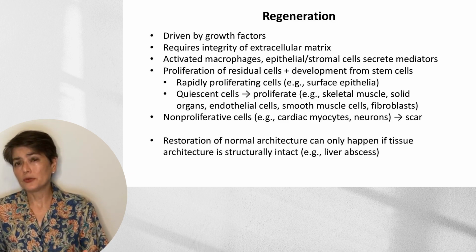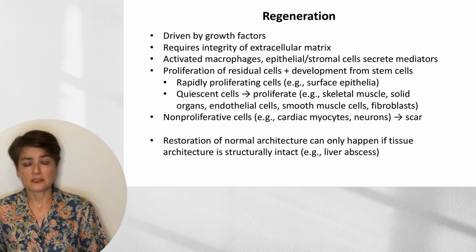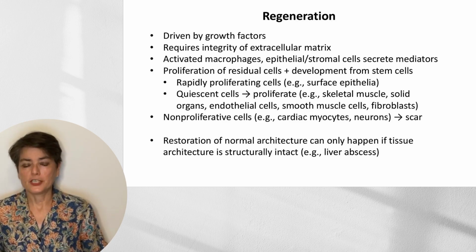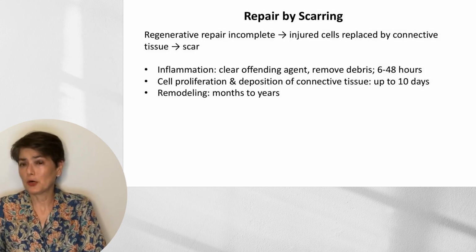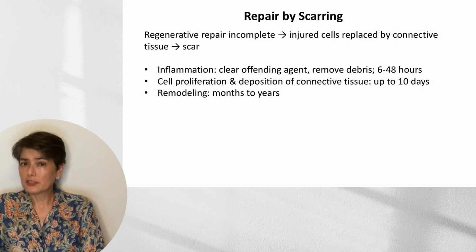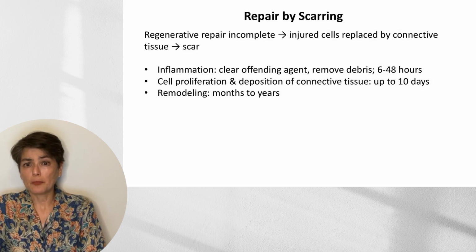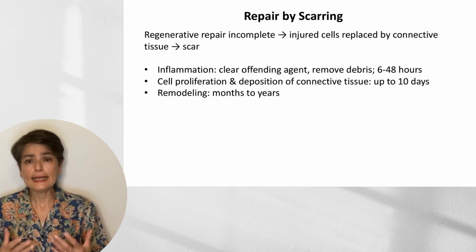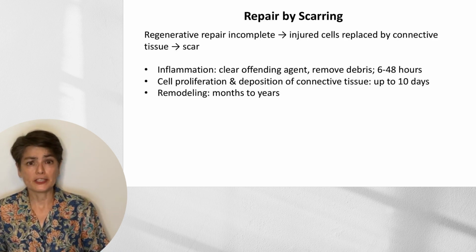We refer to fibrosis when we see it in parenchymal organs, such as the liver or in the lungs, although the terms can be used interchangeably. Okay. Back to our regularly scheduled program with repair by scarring. So this is what we do when the regenerative repair is incomplete. We're not able to return to normal function. We can't completely fill in the gap. And in this case, those injured cells will be replaced by connective tissue, leading to a scar.